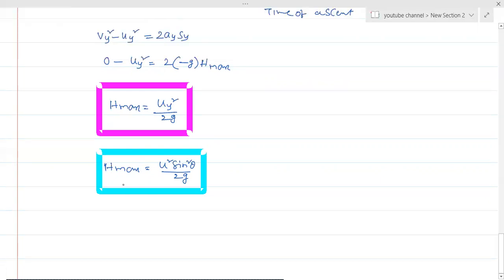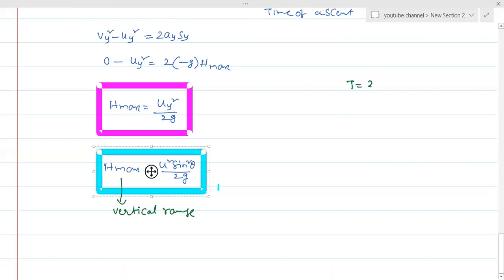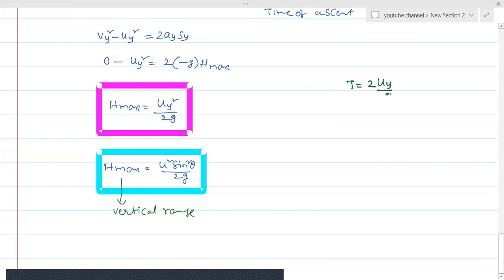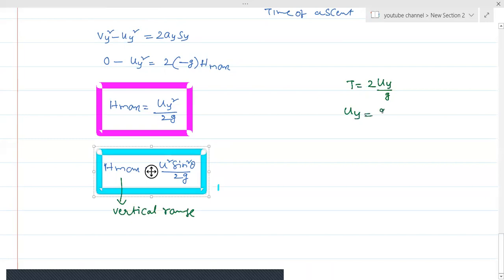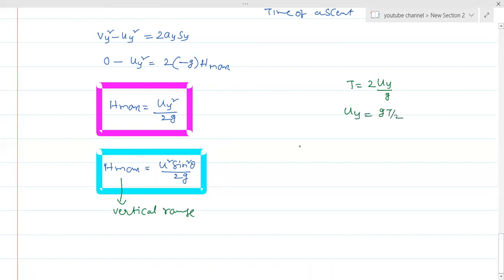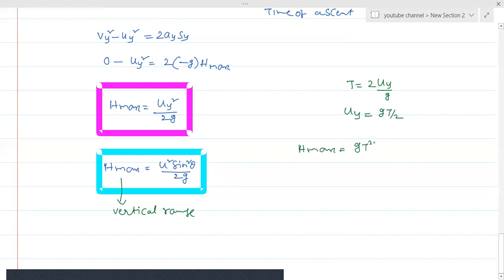So it has another name. This H maximum is also called the vertical range. In motion in a straight line, we have studied time of flight equivalent to 2Uy by g. Here also, in motion in a plane, the time of flight T is equivalent to 2Uy by g. Therefore, Uy is equivalent to gT by 2. If we substitute here, we get H maximum equivalent to gT square by 8.